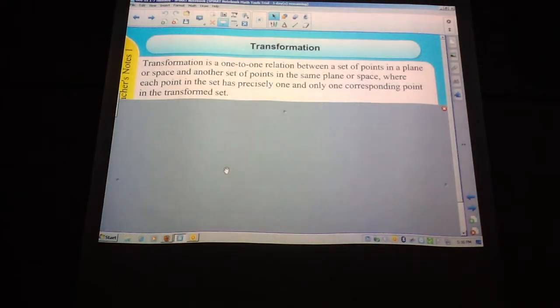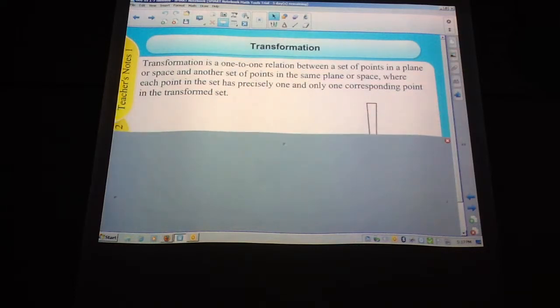Alright, transformations. This definition is one that I found on the internet, but I'm not sure it's the best definition. It says a transformation is a one-to-one relation between a set of points in the plane or space and another set of points in the same plane or space, where each point in a set has precisely one and only one corresponding point in the transformed set. Wow, that's a mouthful.